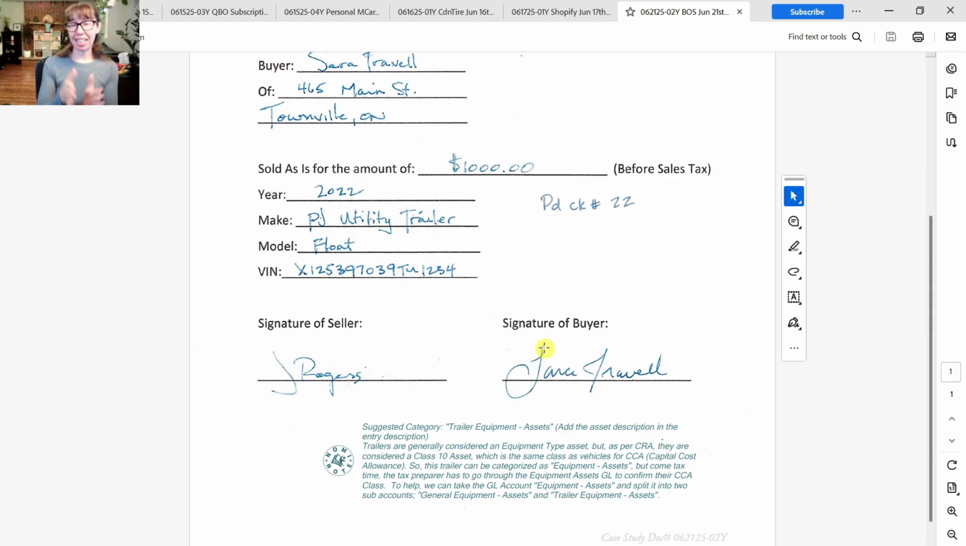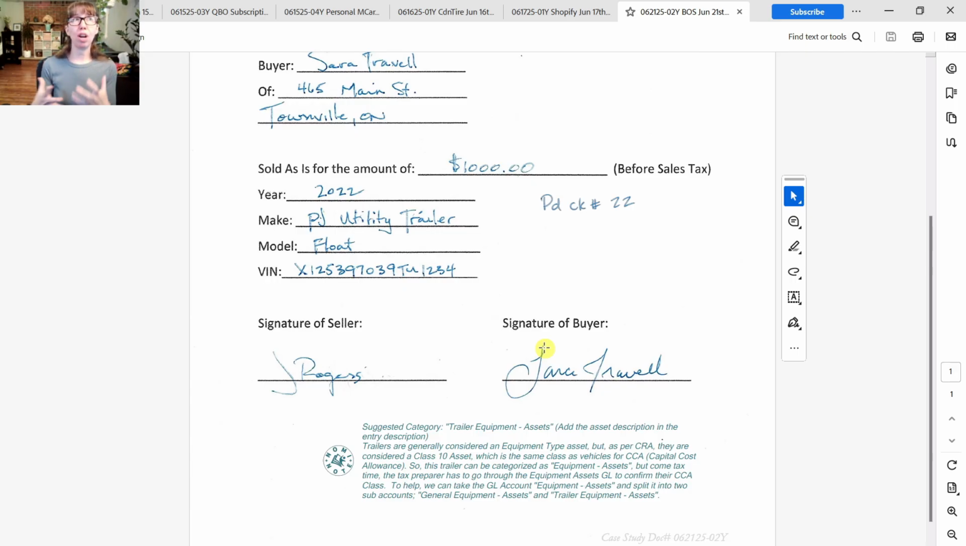But they've put that into Class 10, the same that we put trucks and cars and things into. But from a GAAP perspective, from a generally accepted accounting principles perspective, we don't match what tax rules are. We want to be as close to reality as possible, right? So from a GAAP perspective, this is not actually considered a vehicle asset. It's going to be considered an equipment asset.